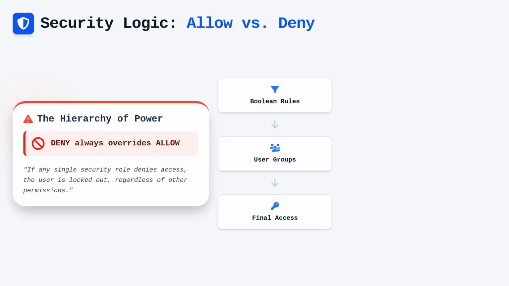Within the record type, we configure security rules that evaluate Boolean expressions against user groups or user properties. These rules decide whether a user can interact with the record, update its values, or view the data entirely.